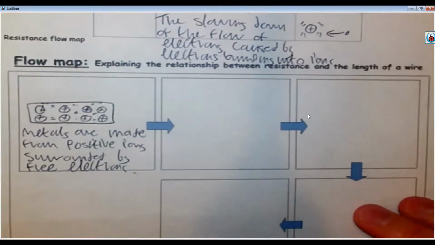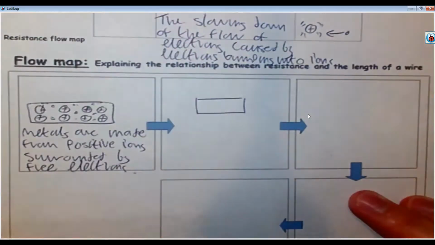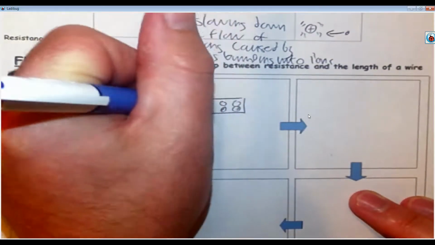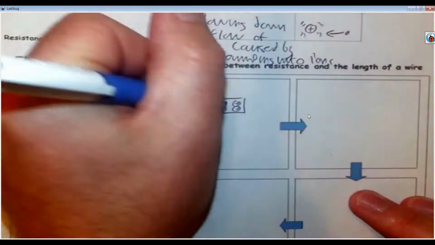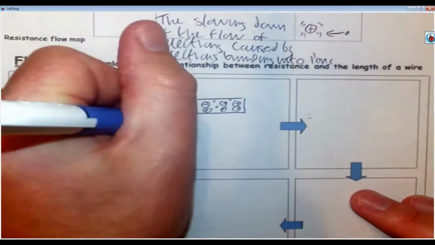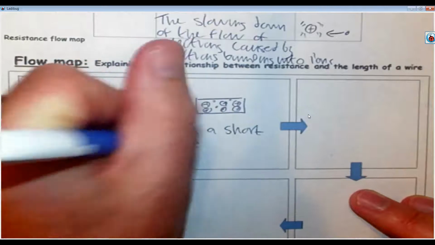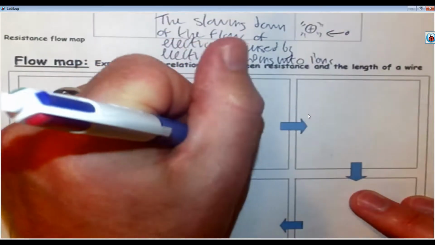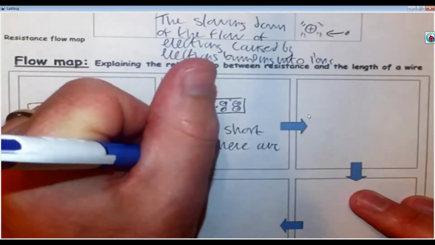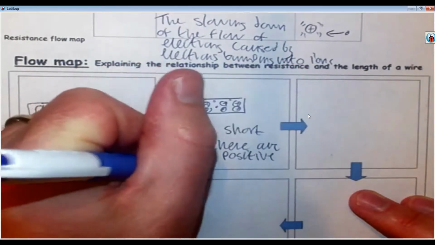Okay, so our next box is a shorter piece of wire. This one's only got 3 ions in a row, and we've got our free electrons. In a short wire, there are fewer positive ions.